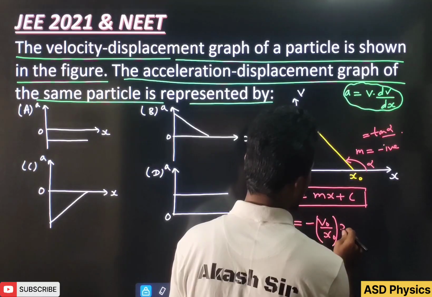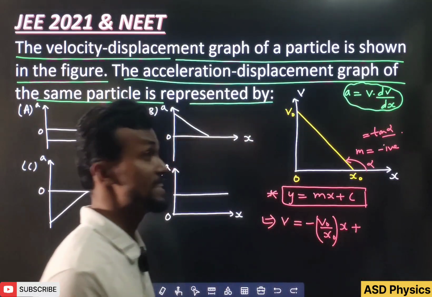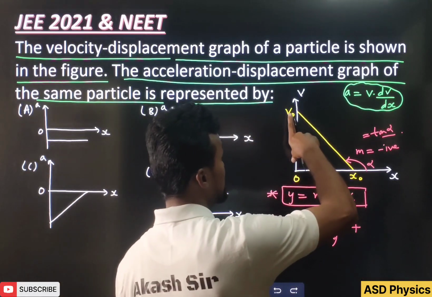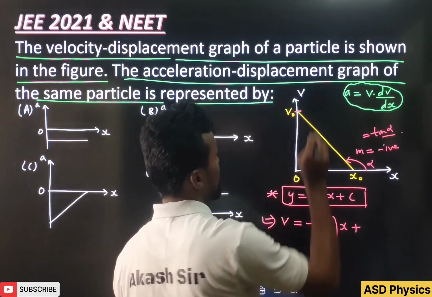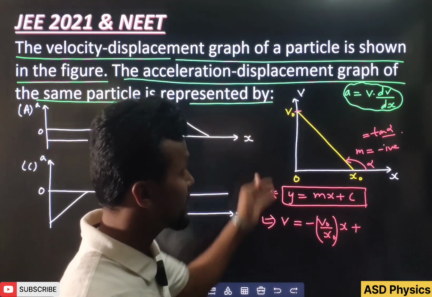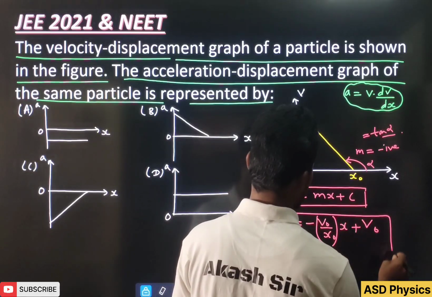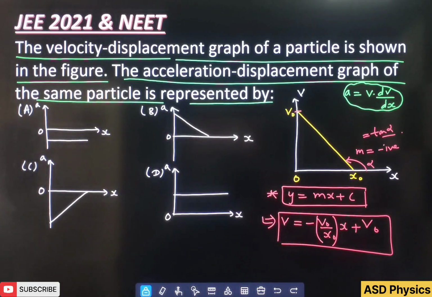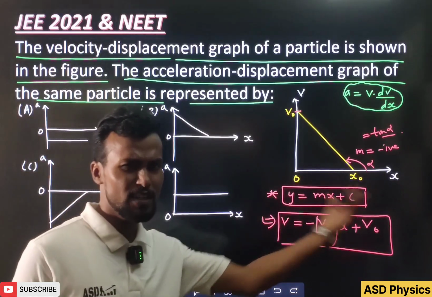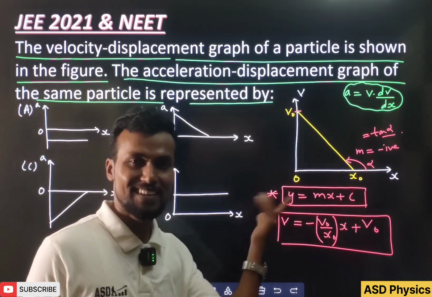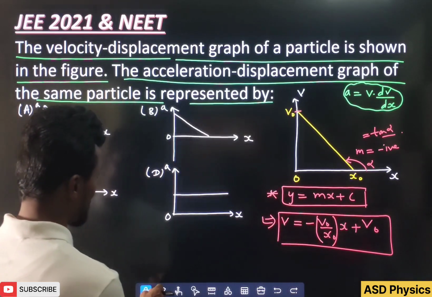Along the x direction, x is there, plus the intercept. The intercept is positive: along the vertical axis, the intercept is v naught. So this is the velocity equation: v = -(v naught by x naught) x + v naught. In some other way also, if you know mathematics, you can write the straight line equation. That's not a problem.